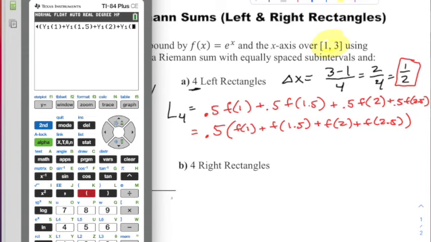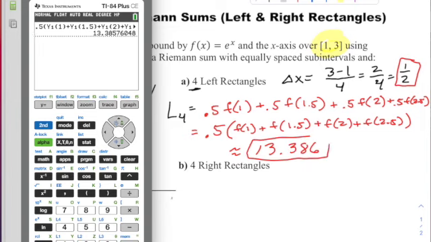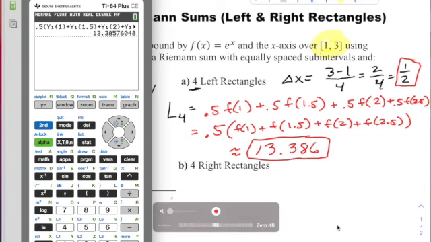And you still have to be careful that you don't leave out any parentheses, and that's always a challenge with calculators, especially since you have to scroll back if it's a long enough expression. But I'm confident I typed it in correctly. And so here we go. That is the approximation, about 13.385 or 386. You can round or truncate. I like to round. And there we go. There's the approximation using 4 left rectangles.